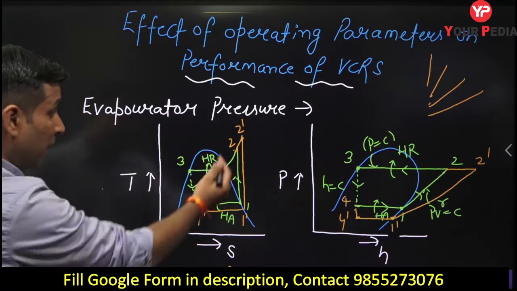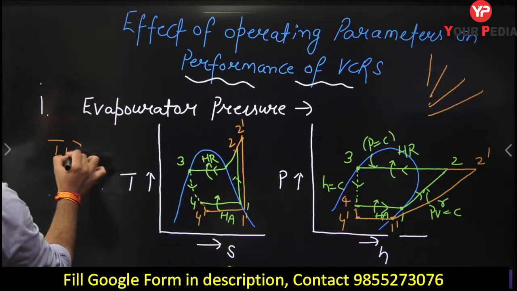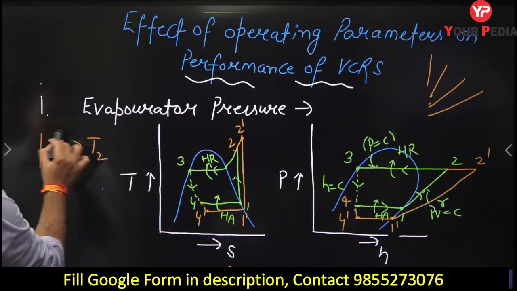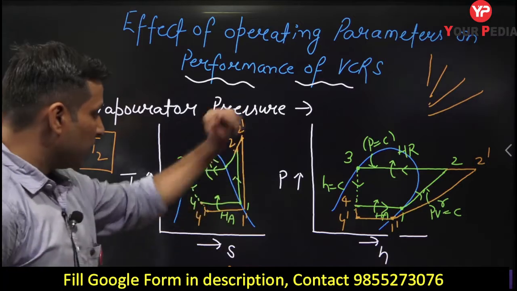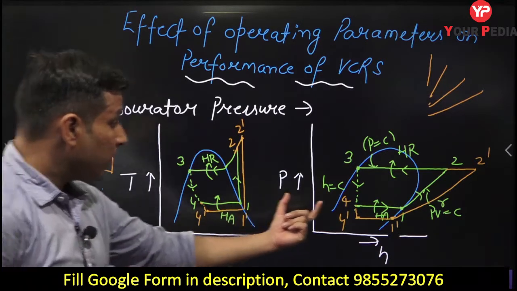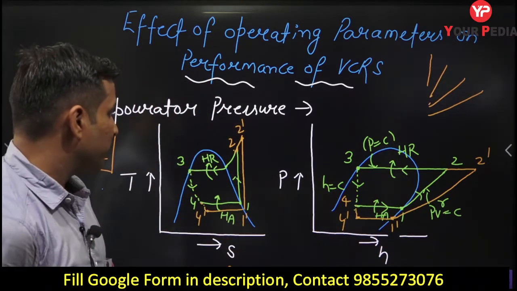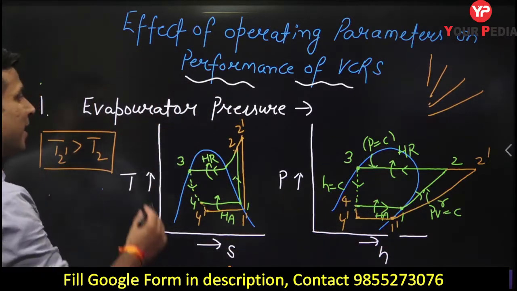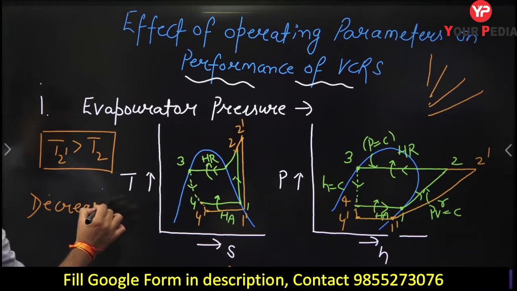But one thing you can clearly observe from this is that T2 dash is more than T2. This temperature will be more than this. So this is the heat addition in the evaporator, the refrigeration effect produced, and this is the compressor work. Now what are we observing, guys? This plot we have drawn is for decrease in evaporator pressure.